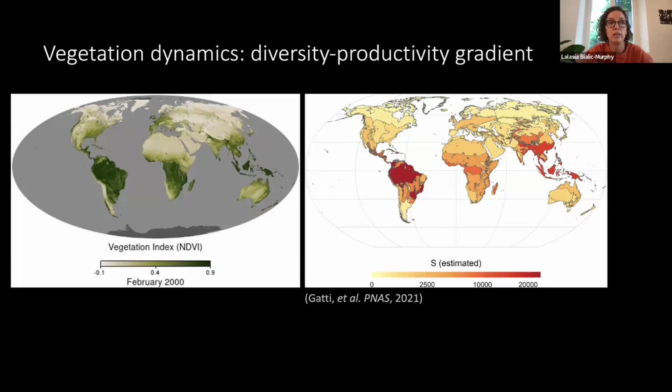The idea behind that is that within a static pool of resources, species with different morphologic and physiologic traits have a higher ability to access and utilize more of those static resources, and thus be more productive. So again, we see this really strong relationship between diversity and productivity from both an evolutionary and an ecosystem functioning perspective.